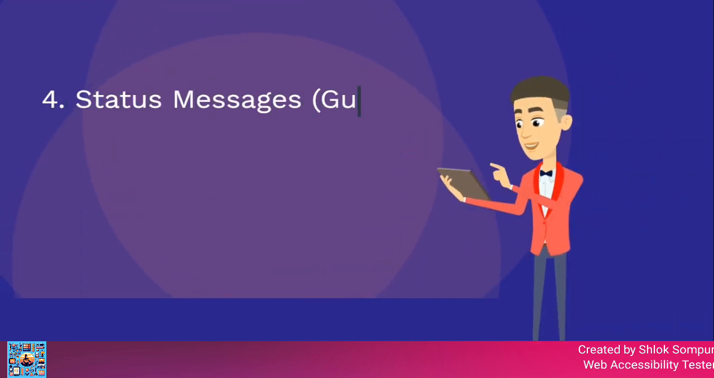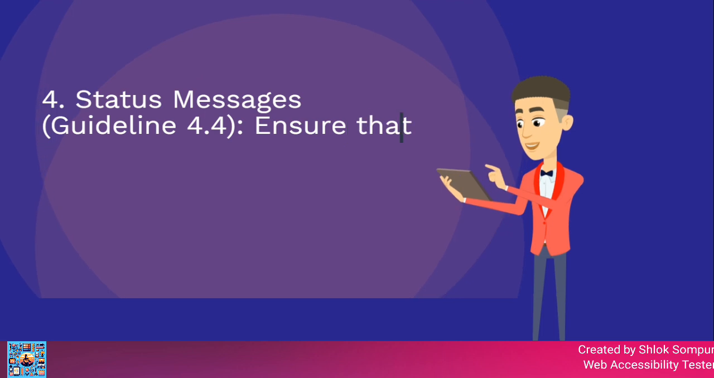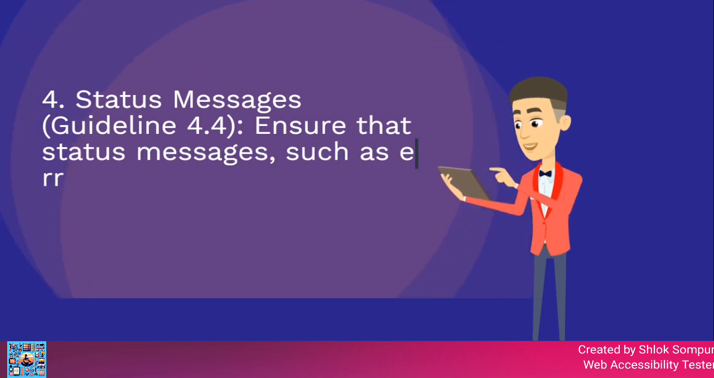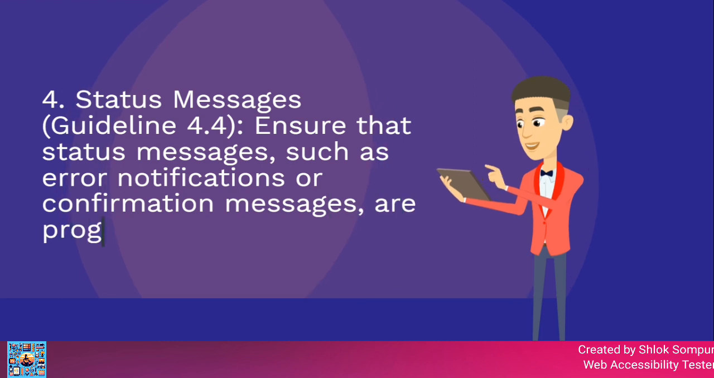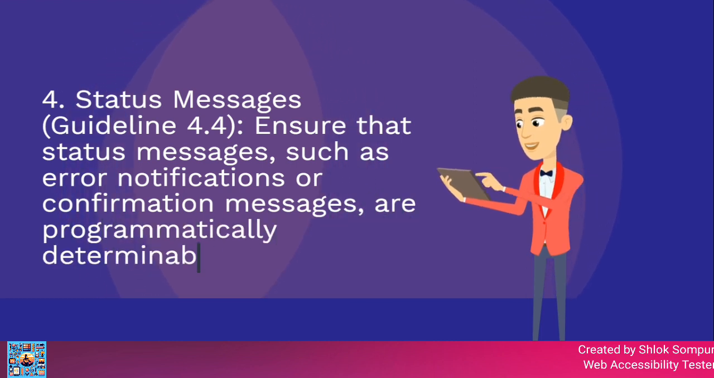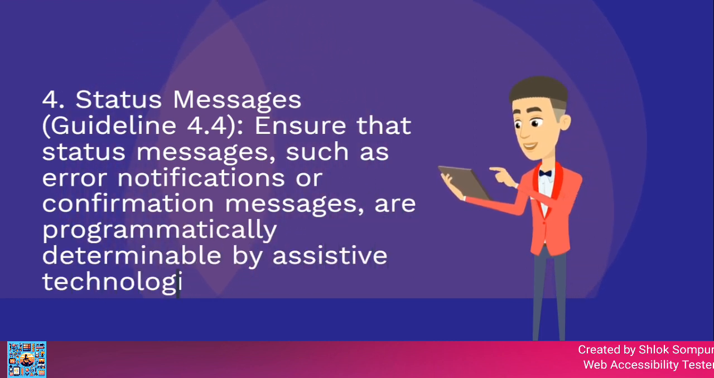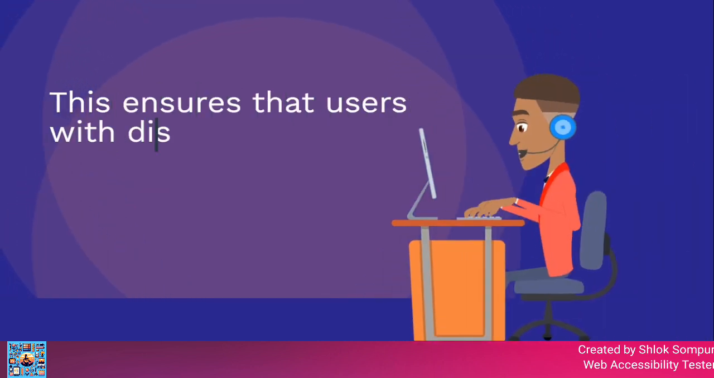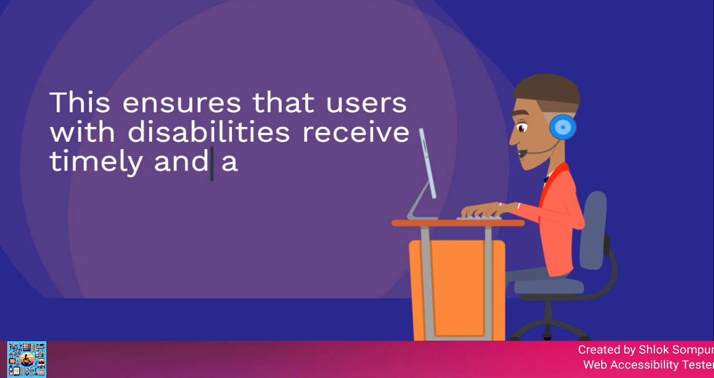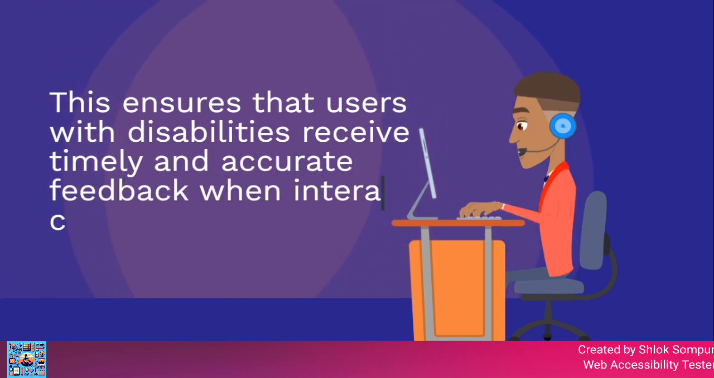4. Status messages. Guideline 4.4. Ensure that status messages, such as error notifications or confirmation messages, are programmatically determinable by assistive technologies. This ensures that users with disabilities receive timely and accurate feedback when interacting with web content or completing tasks.